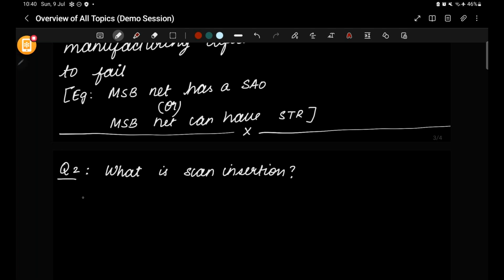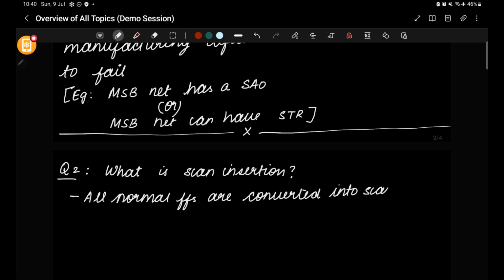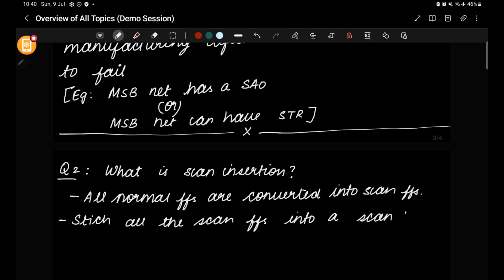All normal flops are converted into scan flops, and then stitch all the scan flops into a scan chain, in order to bring the Q to SI path.